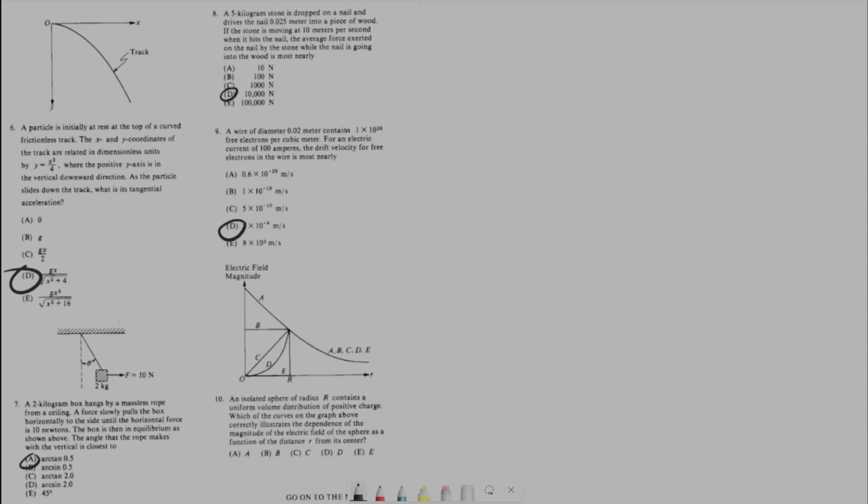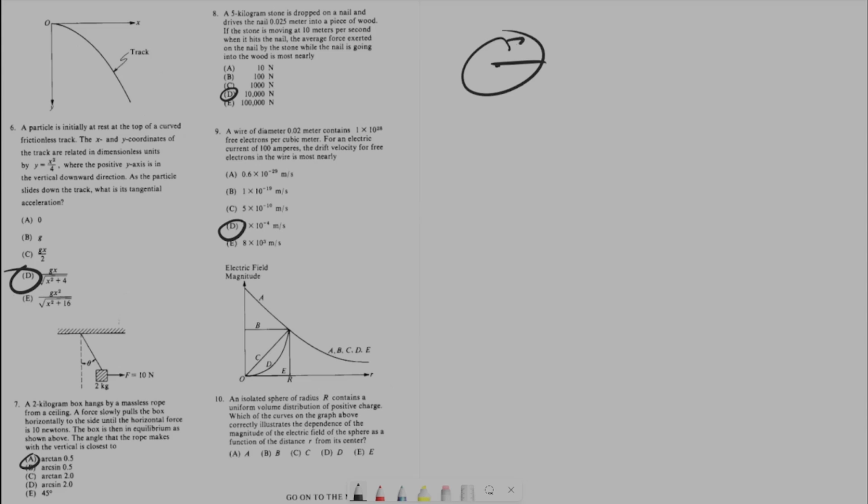Question 10. Given a little graph, an isolated sphere of radius r contains a uniform volume distribution of positive charge. Which of the curves on the graph above correctly illustrates the dependence of the magnitude of the electric field of the sphere as a function of the distance r from its center? If you know this, you know this. If not, you don't.